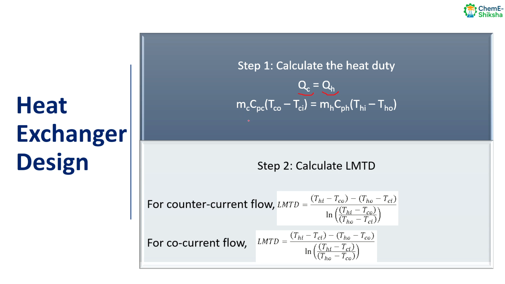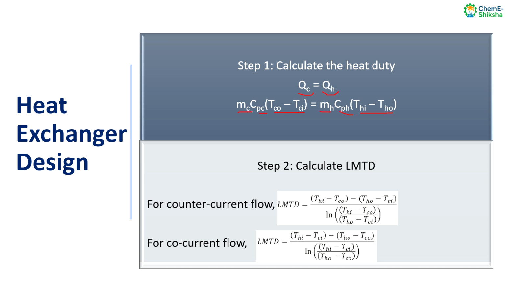So QC equals QH, and we know that Q equals m Cp delta T. So from there we can write that mC into CpC into TCO minus TCI is exactly equal to mH into CpH into THI minus THO. So mC is the cold fluid flow rate, maybe in kg per second. Similarly, mH is the hot fluid mass flow rate. CpC and CpH are the heat capacity of cold fluid and hot fluid. Then TCO and TCI are the cold fluid outlet and inlet temperature, and THI and THO are the hot fluid inlet and outlet temperature.